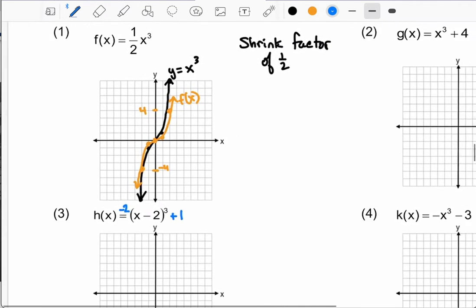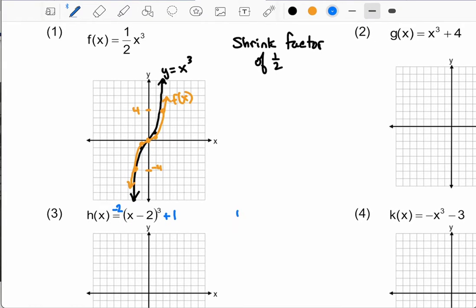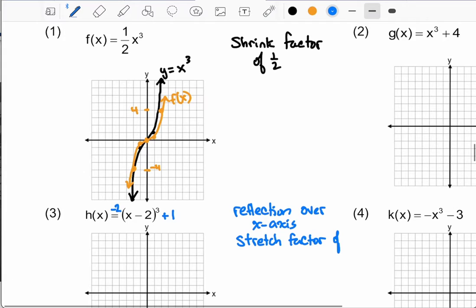So we have a negative value. That's a reflection over the x-axis. All right, we have a 2, which gives us a stretch factor of 2. H and K, you got an H value of 2, a K value of 1. That's telling me to shift right 2, up 1.